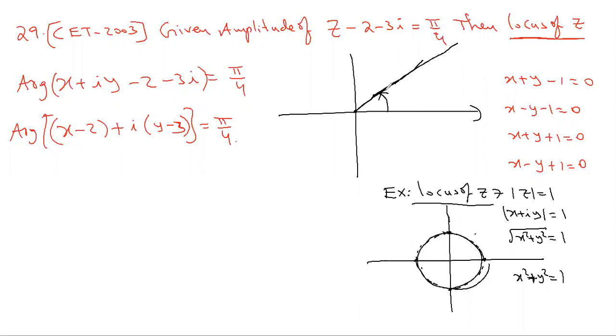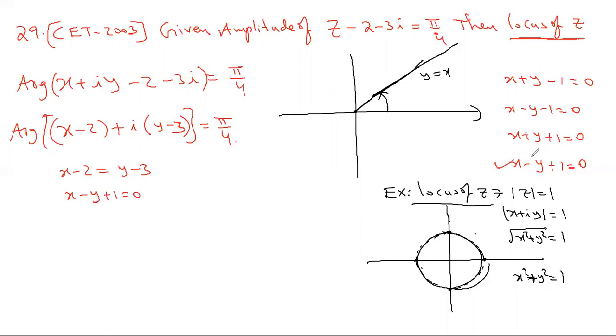Geometrically, argument pi by 4 means that it should lie on this y equal to x line. So that means for the points for which the argument is pi by 4, you directly get the x coordinate equal to y coordinate. So if you use that logic, you get the answer for this directly. What is that? x minus 2 equal to y minus 3, and x minus y plus 1 equal to 0.